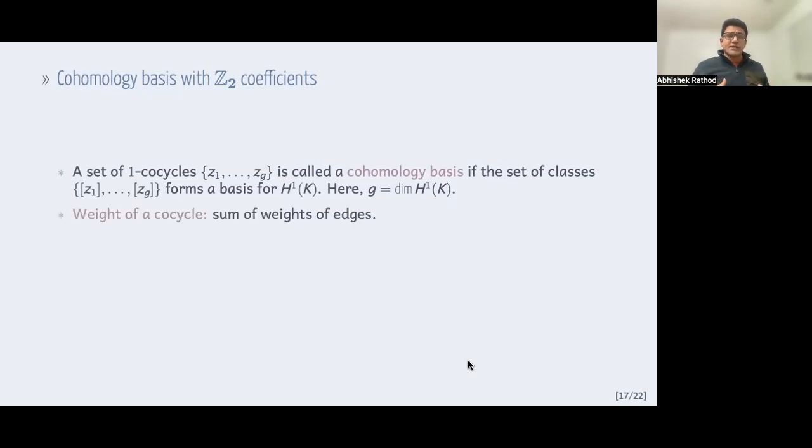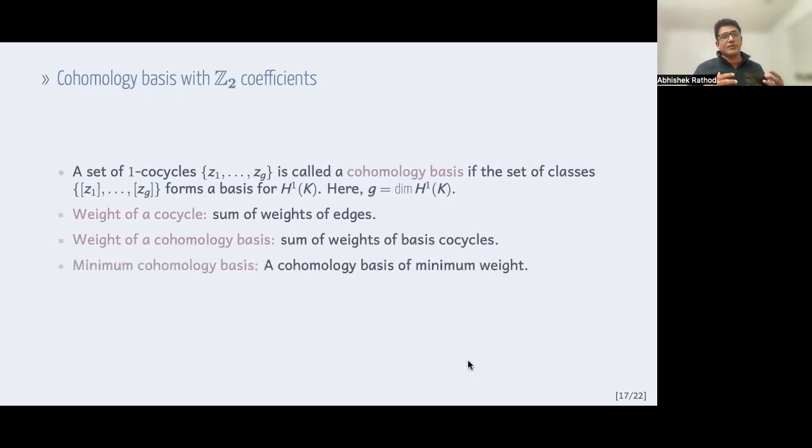Now the weight of a cocycle is the sum of weights of the edges in that cocycle. The weight of a cohomology basis is the sum of the weights of the basis cocycles. And a minimum cohomology basis is a cohomology basis of minimum weight. Now an important fact about cohomology bases is that they form a matroid structure, and this is something we exploit algorithmically.